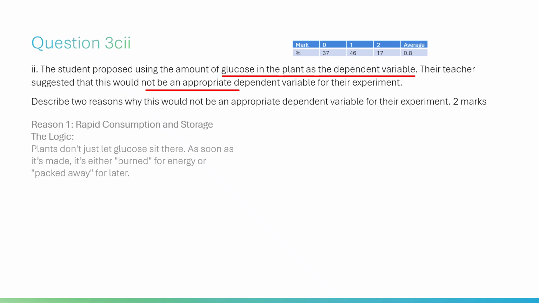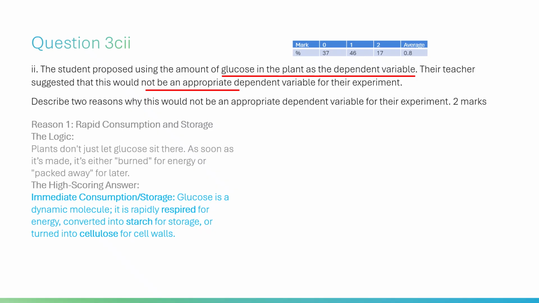The high-scoring answer: immediate consumption and storage. Glucose is a dynamic molecule. It is rapidly respired for energy, converted into starch for storage, or turned into cellulose for cell walls. Therefore, current glucose levels don't show the total amount produced.